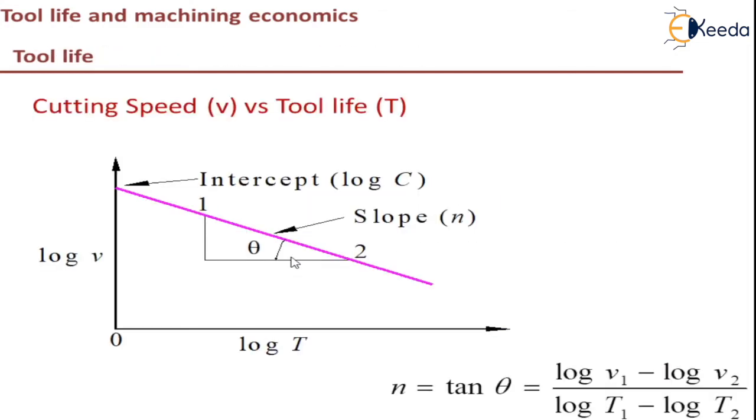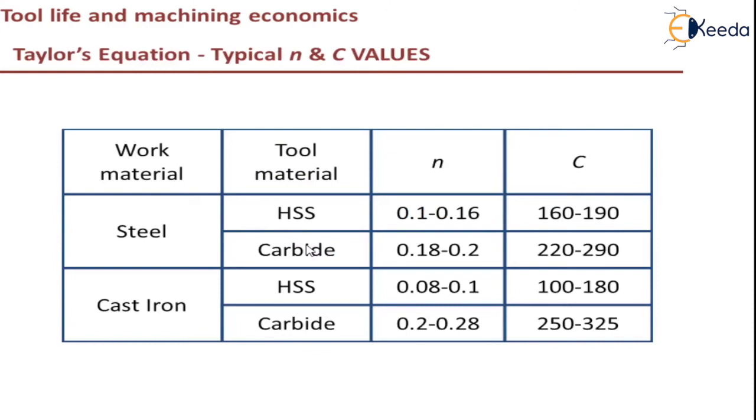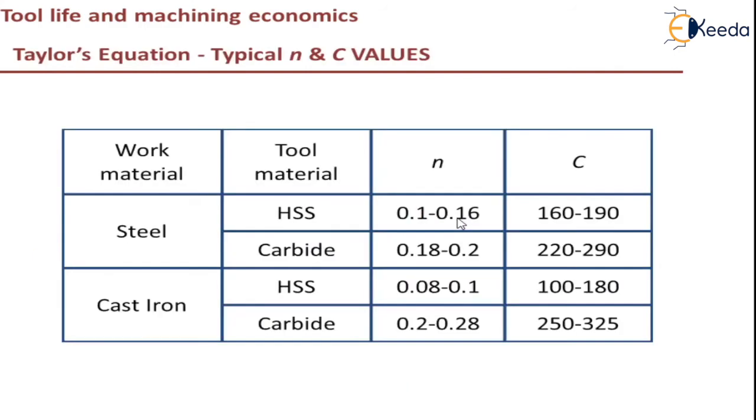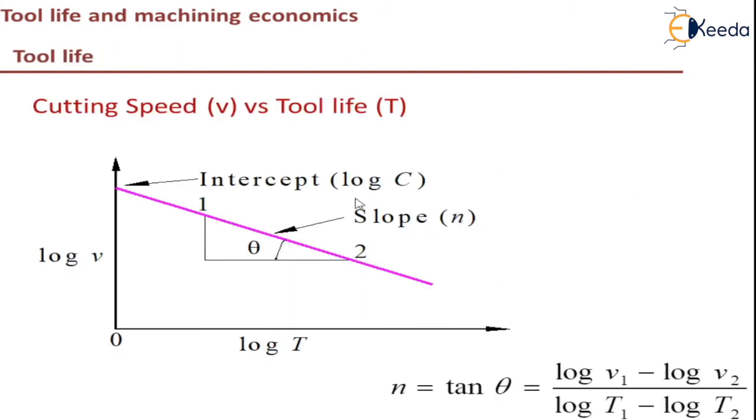In this, if you find out the tool life at different velocities, you will be able to plot this graph. And if you extend this graph to meet the y-axis, you will get an intercept, that is log c, and the slope of this line will give you the n. That is the exponent n, and the constant c is found experimentally by a trial and error method.